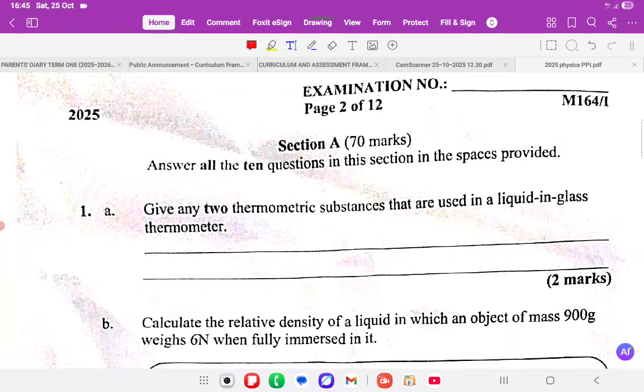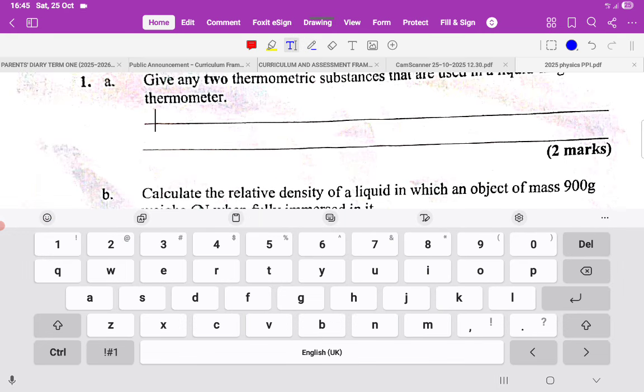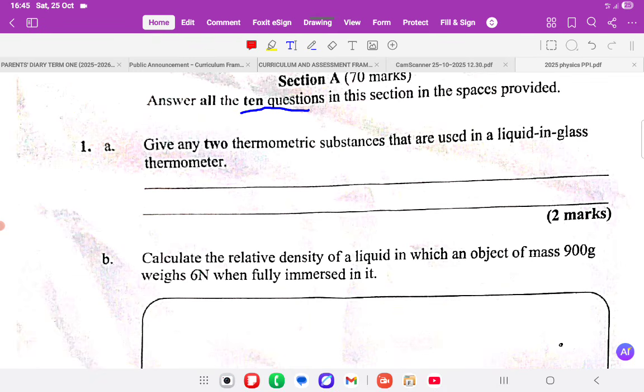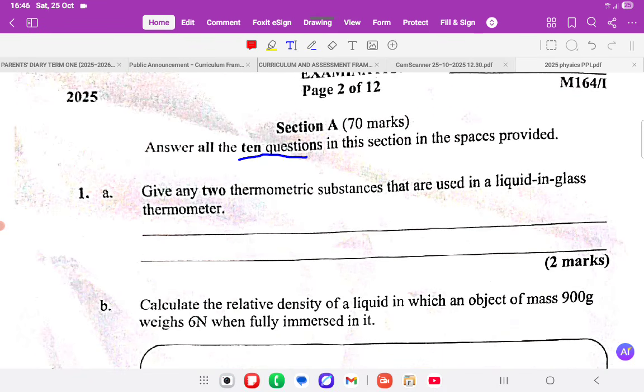Section A. There are 10 questions, like we mentioned. So, let's go to question number 1. Question number 1 is asking for 2 thermometric substances. Give any 2 thermometric substances that are used in a liquid in glass thermometer.